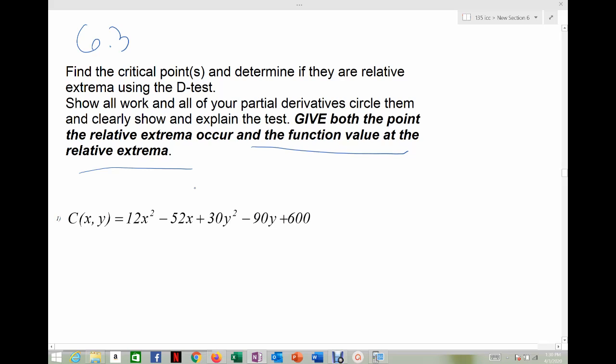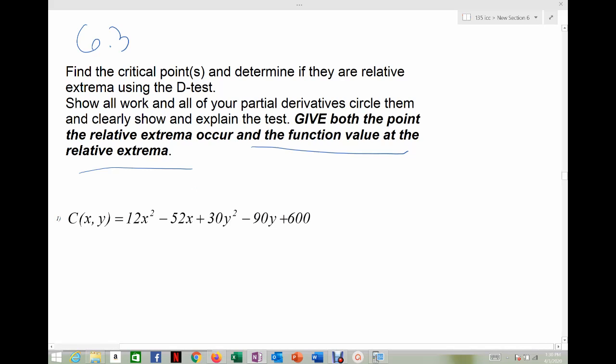Alright, so now we're going to do examples of finding the critical points and determining, using the D-test, if I've got maxes, mins, or saddle points. Give both the relative extrema and the function value that it occurs at. So if I find a maximum, I'm going to plug it in and find the maximum function value.